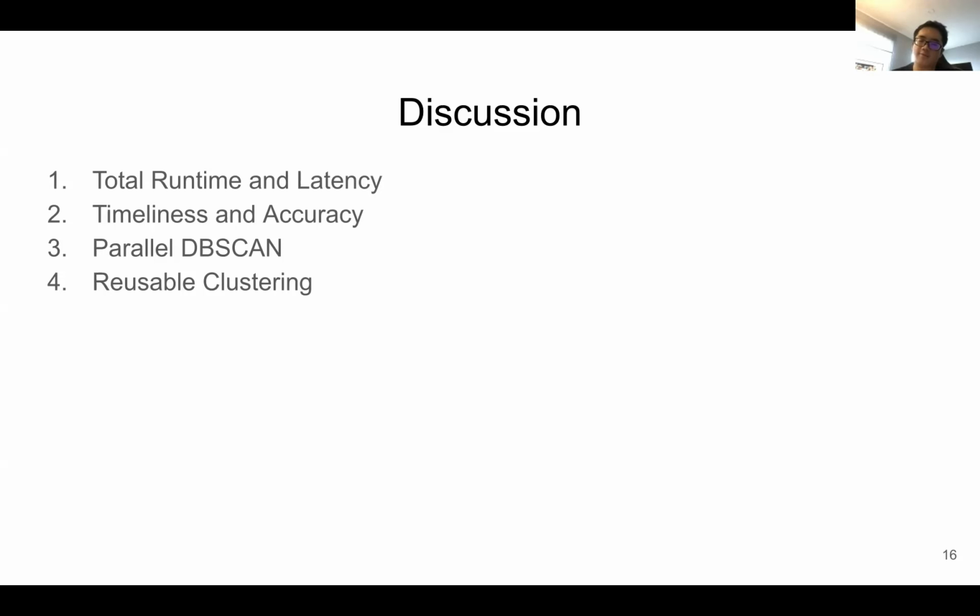On the other hand, reusable clustering is much faster and more efficient than parallel DBScan. However, the one disadvantage is that it makes the clustering node very stateful. I think parallel DBScan can be more useful if you have more resources.